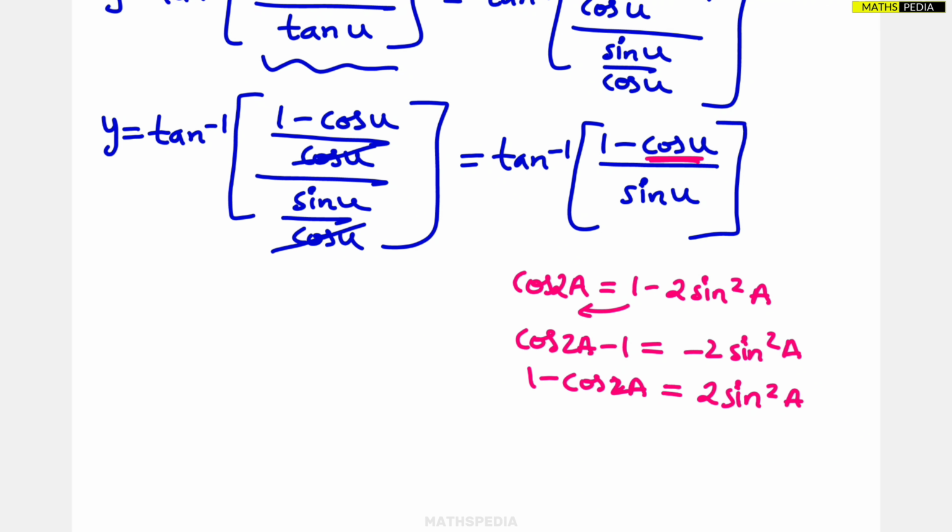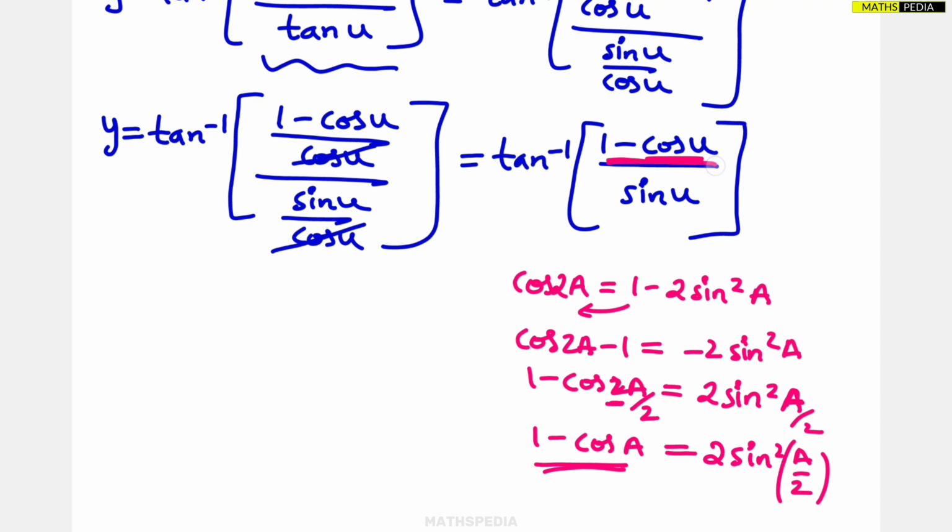Now the thing is that instead of 2a, if I divide the angle by 2, what will happen? 1 minus cos a is equal to 2 sine square a by 2, right? This will be the formula. The same formula can be applied over here, because it is 1 minus cos u, here it is 1 minus cos a. So it will become 2 sine square u by 2. What about the denominator part, sine u?